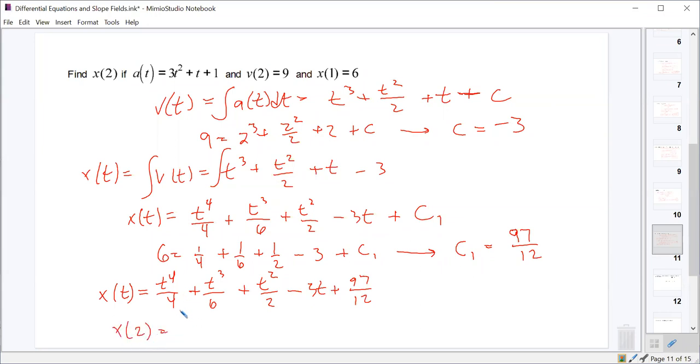So x of 2 should be 2 to the 4th, which is what? 16 over 4, so 4, plus 8/6 or 4/3, plus 2, minus 6, plus 97 twelfths, because the 4, 2, and the -6 all cancel. So looks like that came out to be 113 over 12.